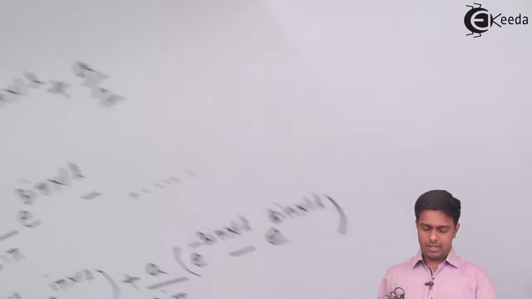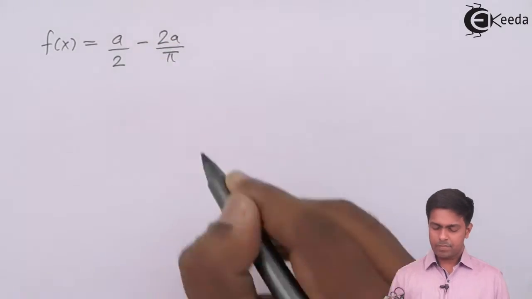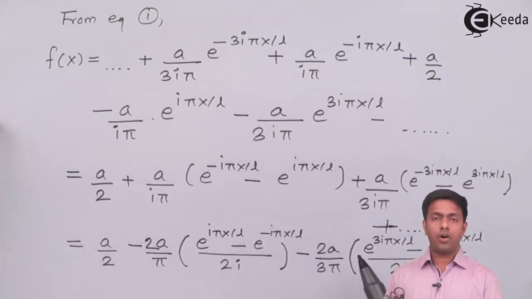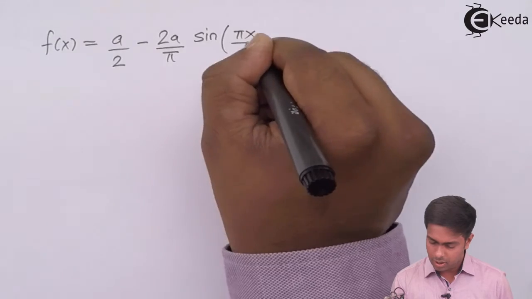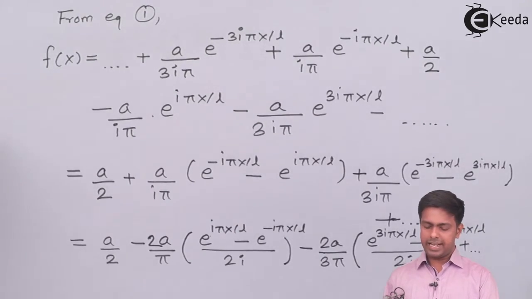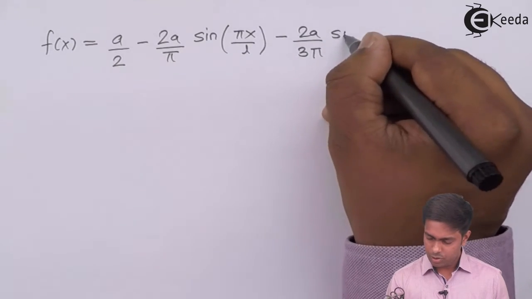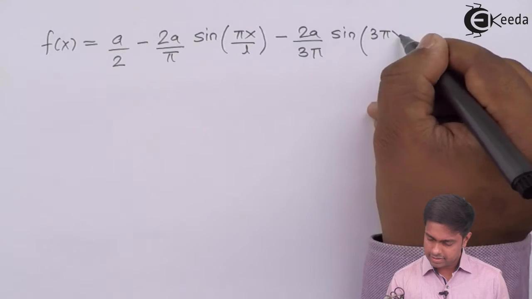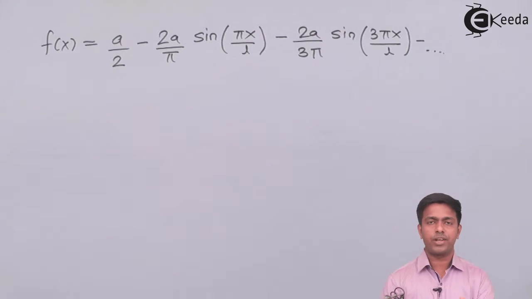So the value of f of x is a by 2 as it is, then here minus 2a by pi as it is, and this is the formula of sine. By Euler's formula, it is sine of pi x upon L. Similarly, by Euler's formula, this will be 3 pi x by L. So we'll get minus 2a upon 3 pi sine of 3 pi x upon L. So minus dot dot dot. And guys, here we got the complex form of Fourier series for the given function.